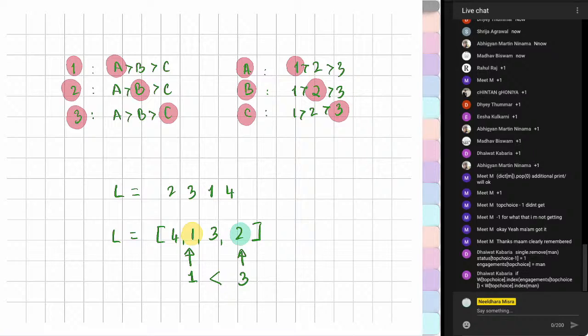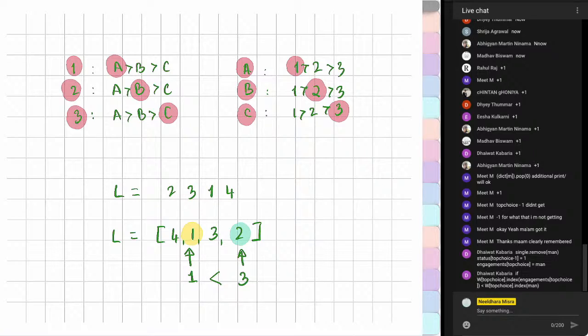Okay, so yeah, what we are saying is W of top choice dot index. Engagements of top choice is the current partner, indeed. So Dhaivat, you put everything together in one line. But the crucial thing that I want to double check is the direction of that inequality. If what you have written happens, should we go for the engagement? That's what you're saying. So the index of the person who is currently proposing.